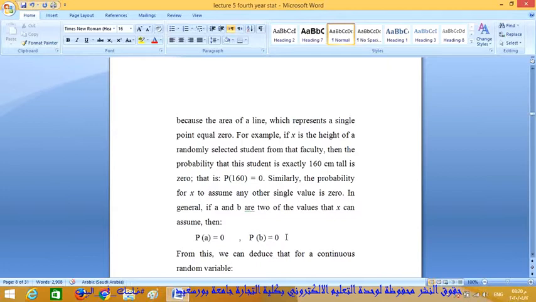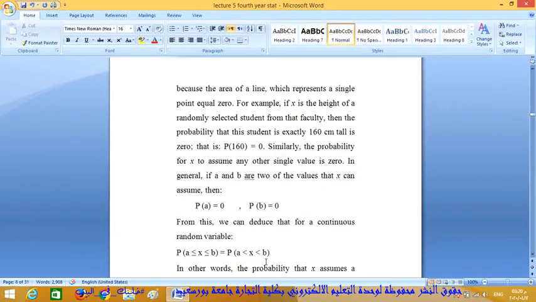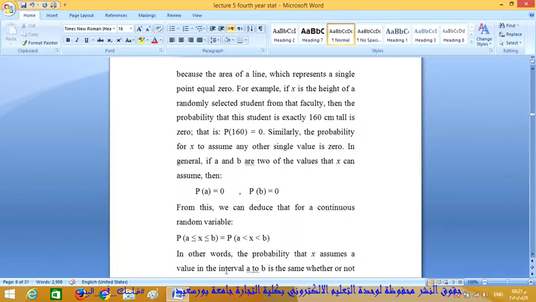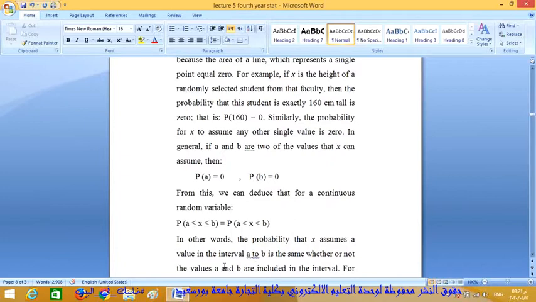From this we can conclude that for a continuous random variable, P of X equal to or greater than A and equal to or less than B equals P of X larger than A and smaller than B. They are the same. Why? Because P of A equals zero and P of B equals zero. Okay? So the two probabilities are the same. In other words, the probability that X assumes a value in the interval A to B is the same whether or not the values A and B are included in the interval. Okay?